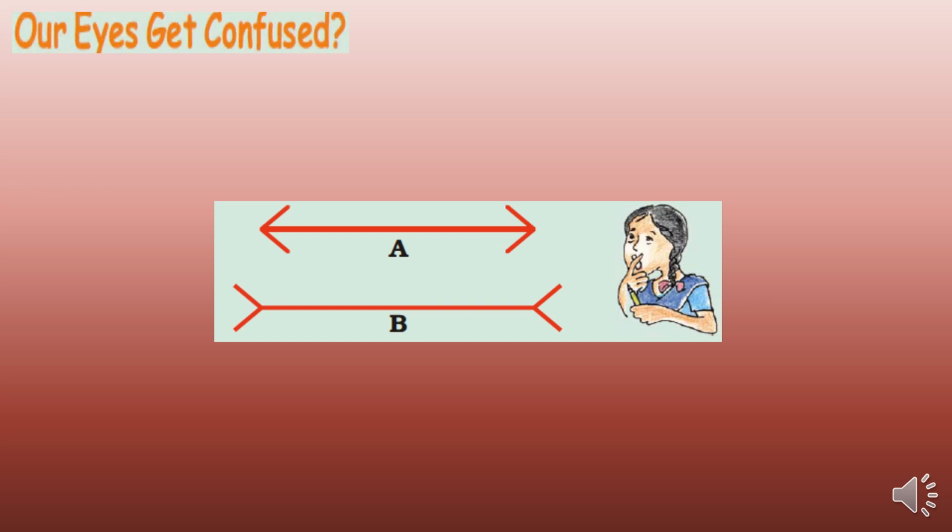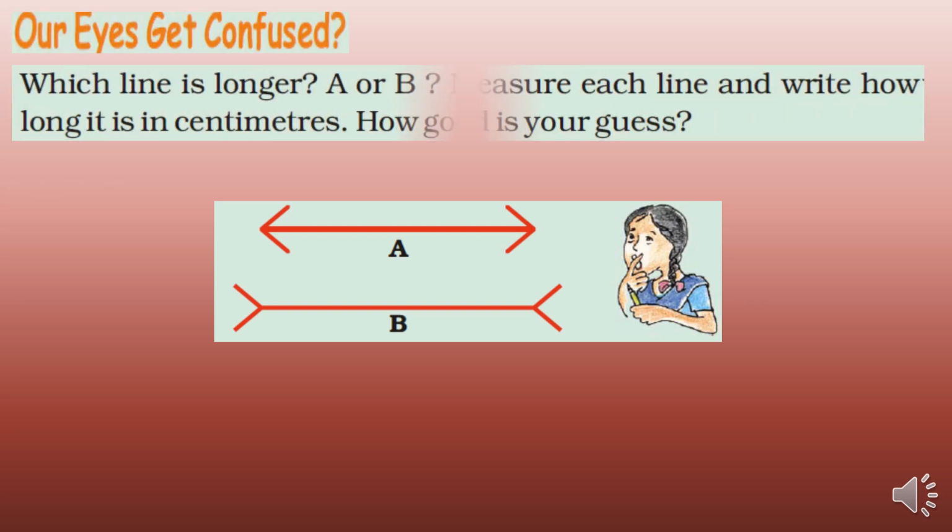Our eyes get confused. Which line is longer, A or B? Measure each line and write how long it is in centimeter. How good is your guess? So first of all, guess which of these two lines, A or B, is longer. Pause the video and write in the comment which line is longer.